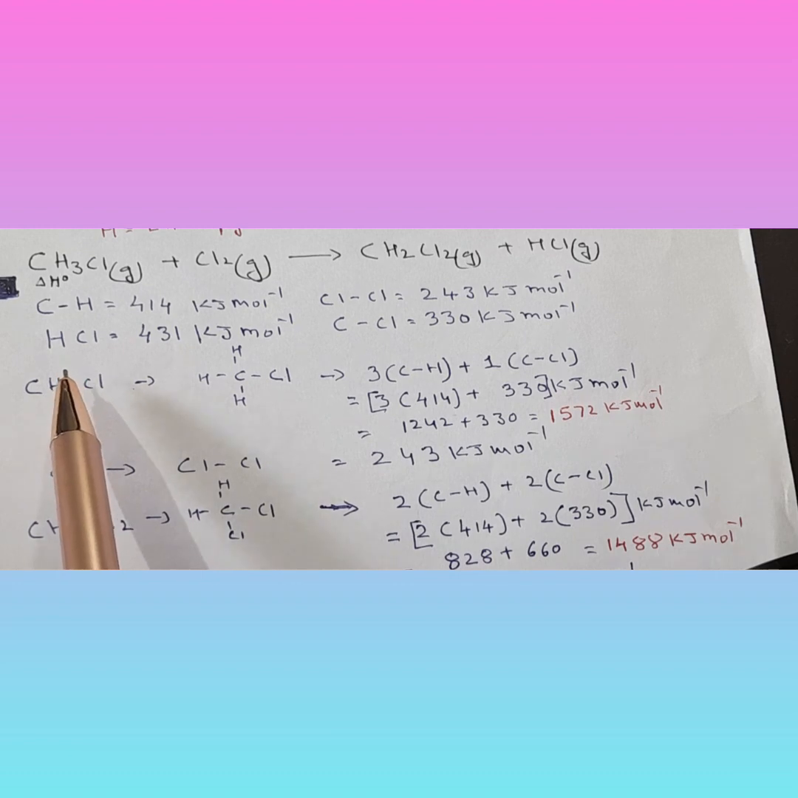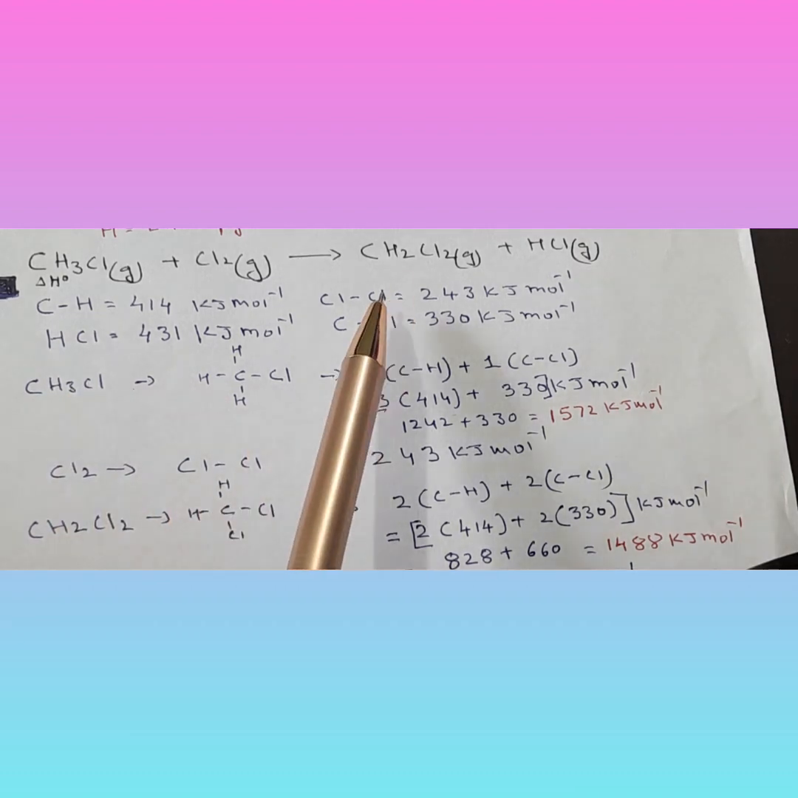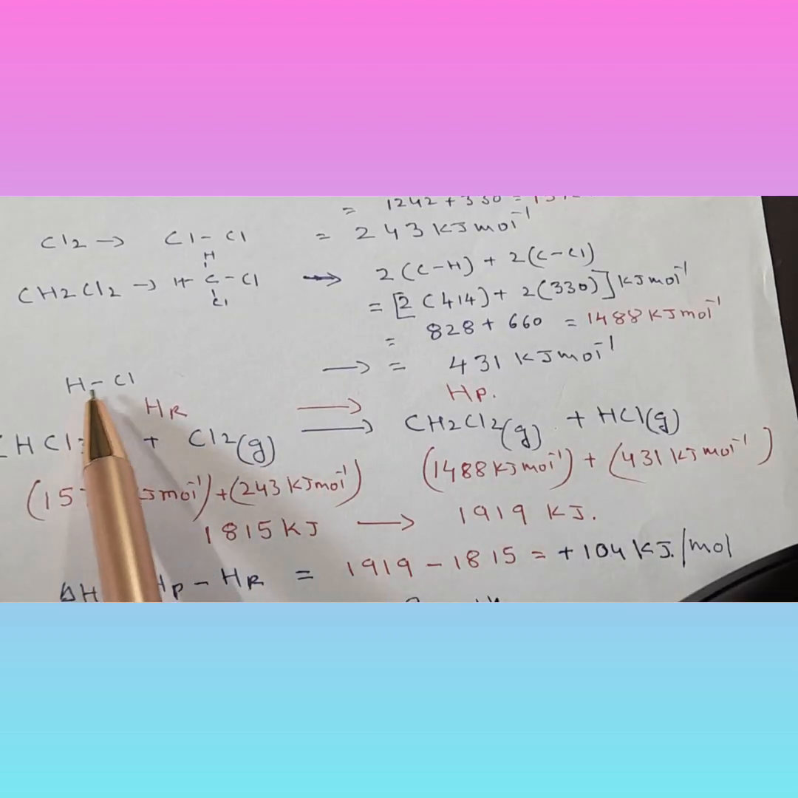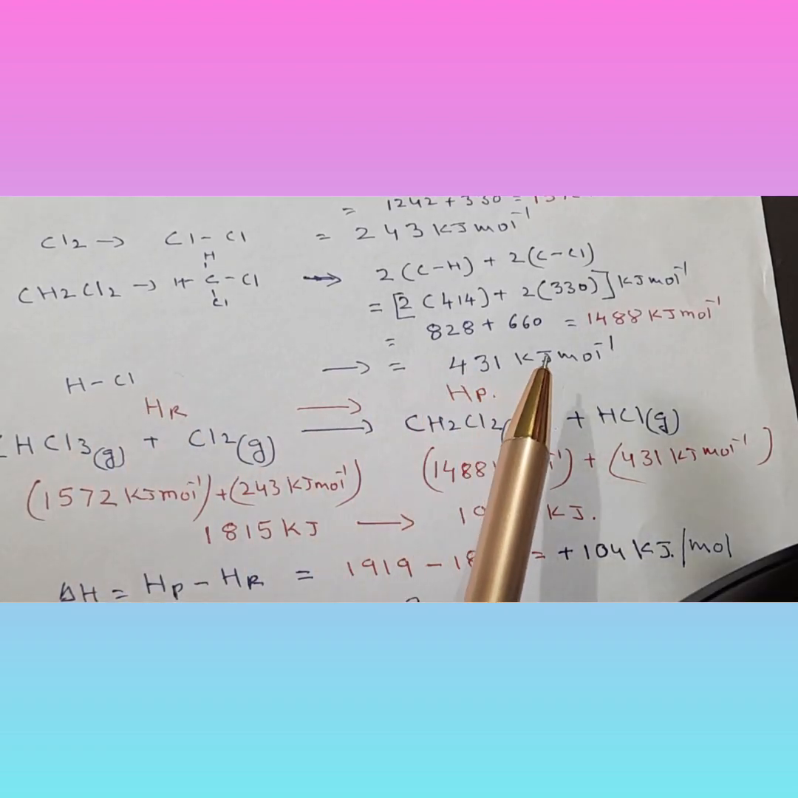So that is delta H0 for this molecule. Now if we look at Cl2, the ClCl bond is already given here as 243 kilojoule per mole. So that's the enthalpy it possesses. Then for dichloromethane we do similarly. We have 2 CH and 2 CCl bonds, and ultimately the energy that it possesses is 1488 kilojoule per mole. HCl is 431 kilojoule per mole, which is already given.